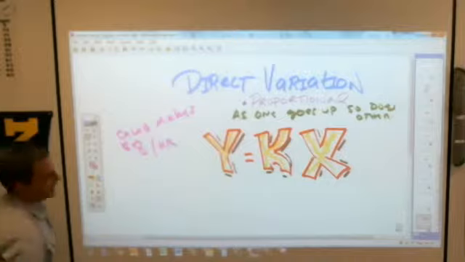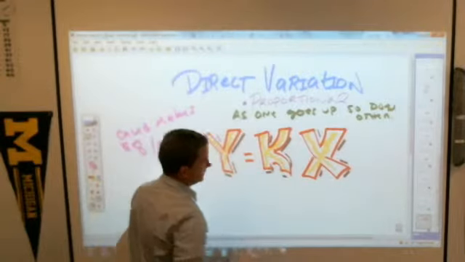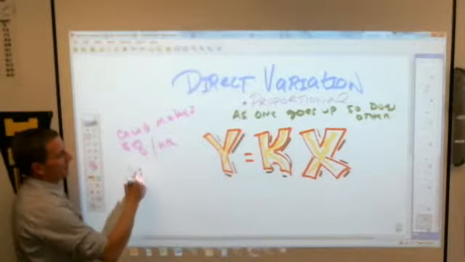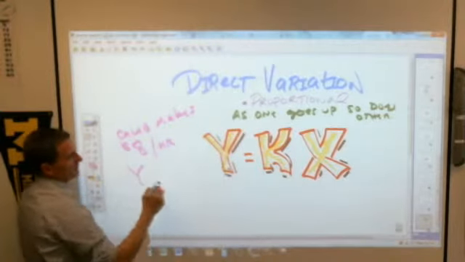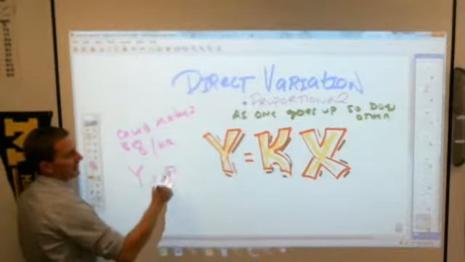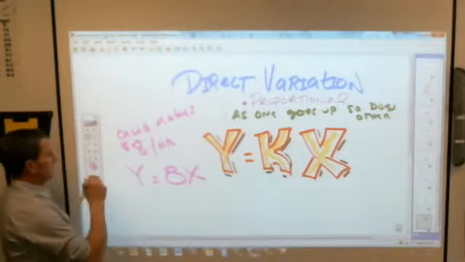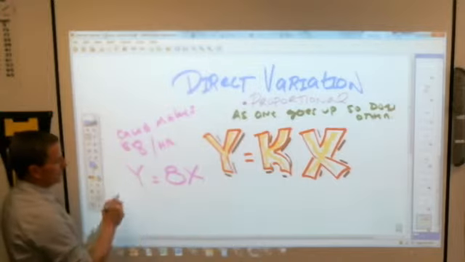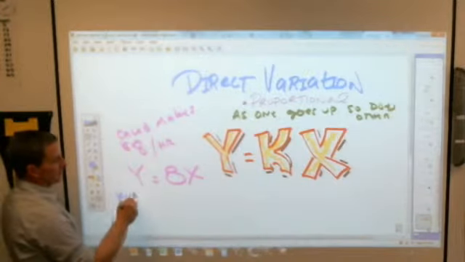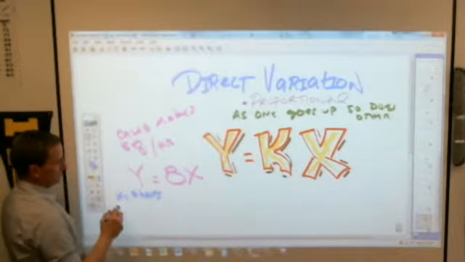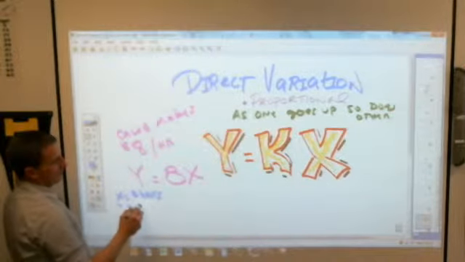You can show that as a direct variation because here is the equation that we would use for that. The letter Y, which would be this, equals $8 times X, where X is what? The number of hours. What do you suppose Y is? Y would be how much cash.